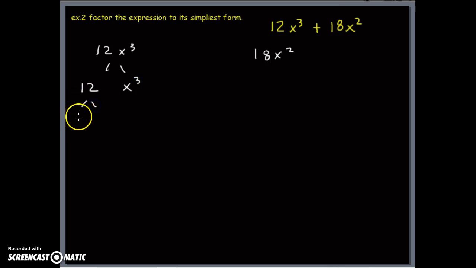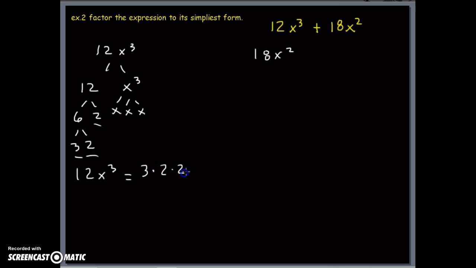and we can continue to factor 12 to 6 and 2, and it doesn't really matter which way you go, 3 and 4, but you're going to get the same prime factors in the end no matter what. And 6 becomes 3 times 2. And then when we factor out this x cubed, this is very easy. There's just 3 x's being multiplied, so we just know it's like that. So for 12x cubed, the prime factors are 3, 2, 2, and then 3 x's. So 3 times 2 times 2 times x times x times x.